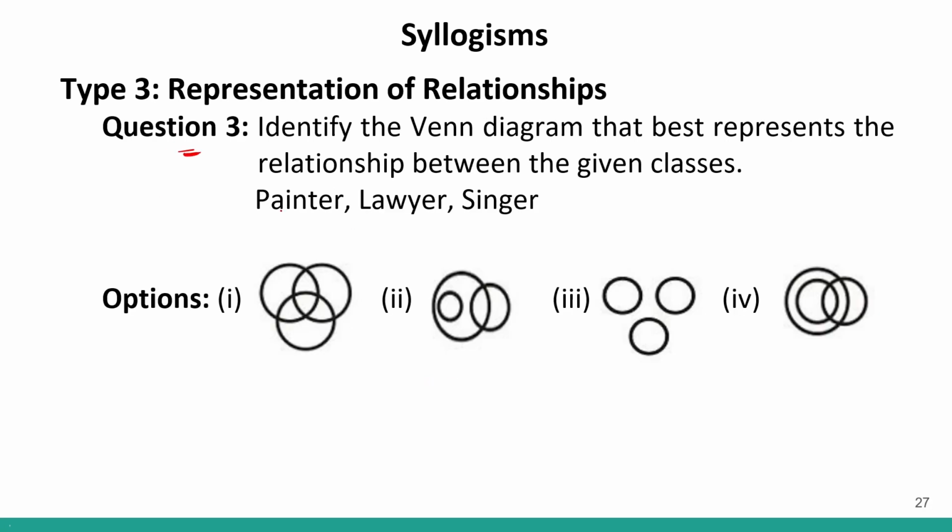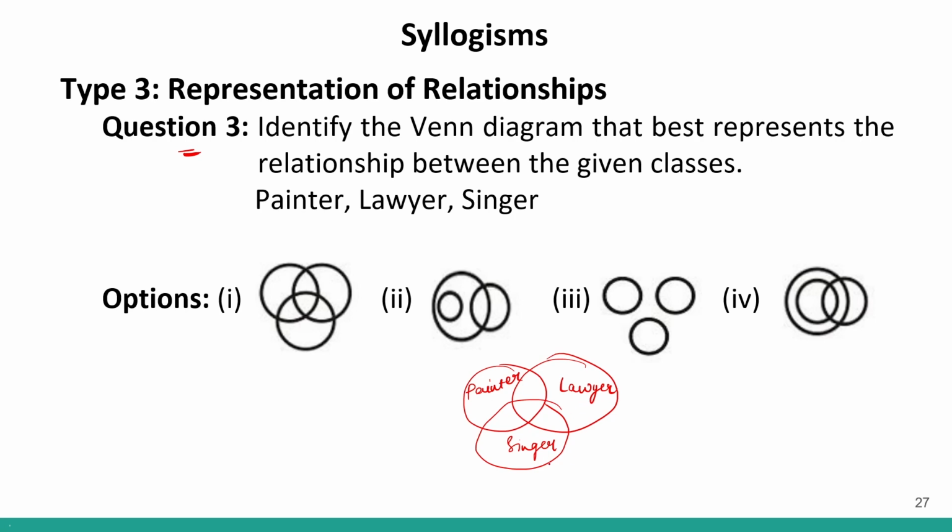Question number 3. Painter, lawyer, singer. So these are all professions. Correct? These are all professions. Now, if I look at these 3 words, painter, lawyer and singer. Okay? Can there be some people who are both painter and singer? Yes, there can be some people who know how to paint and who know how to sing. Similarly, there can be some people who know how to paint and also know how to be a lawyer. There can be some people who are lawyer and also singer, and there can be some extraordinary people who can paint, sing and do law also.